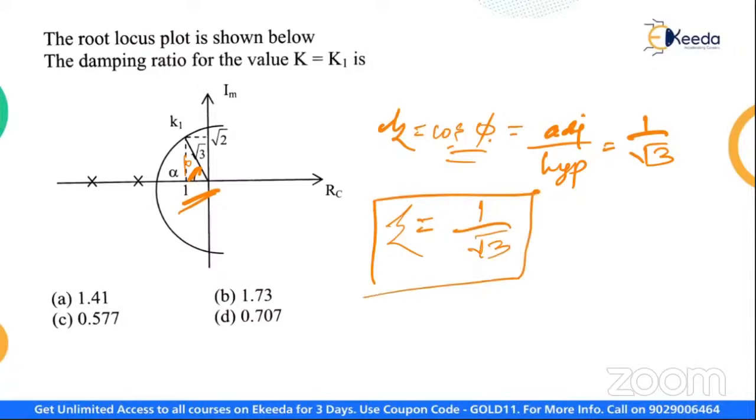I hope this is very clear with everyone. Correct? So this is zeta, which is equal to 1 upon root 3. What is 1 upon root 3? If you calculate, you will get this somewhere around 0.577. So it is nothing but option C. Is it fine with everyone? Has everyone understood this one? Please tell me, yes or no? Yes.